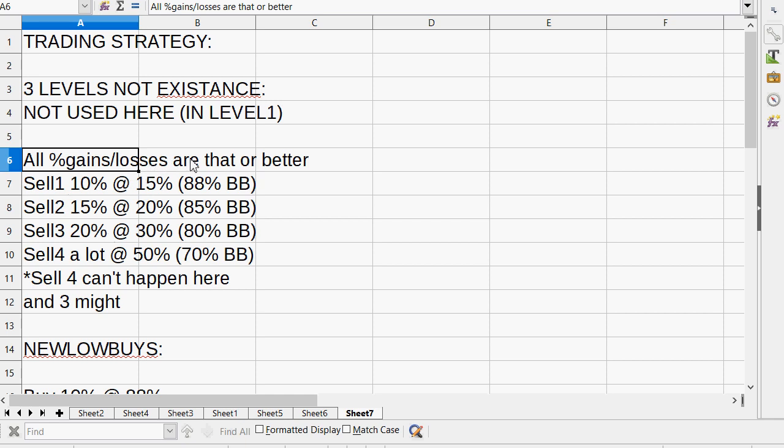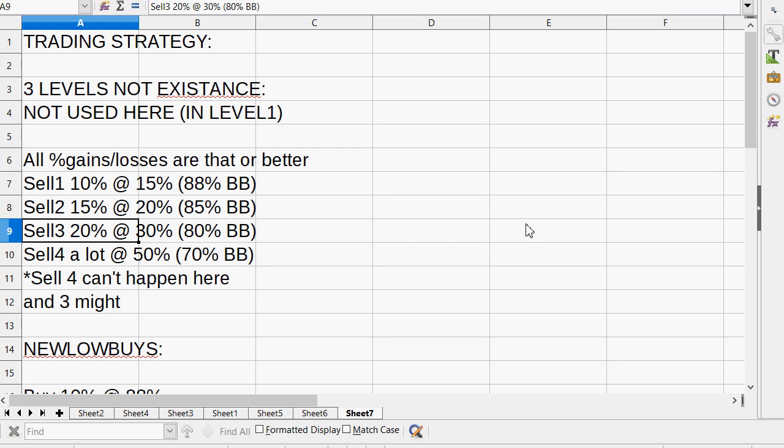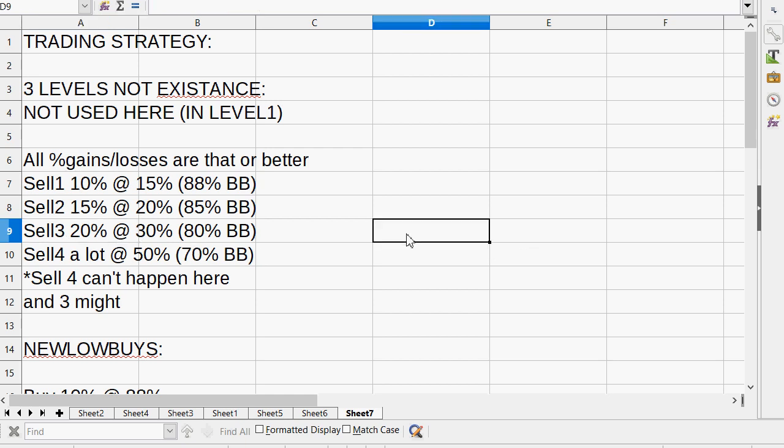All percentage gains and losses are that or better. I'll explain that after I'm done mentioning this. So sell 1, you sell 10% of what you own on a 15% gain, and you're going to buy back at 88%. So if you sell at 1,000 Satoshi, your buyback would be 880. Then you're going to put a sell order in, and you'd be doing this after every trade. Sell 2, 15% at a 20% gain, and you buy it back at an 85% pullback. Sell 3, 20% at a 30% gain, and you buy back at 80%.